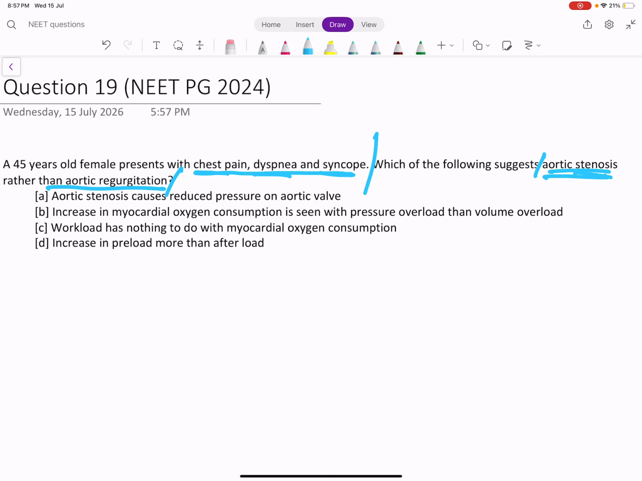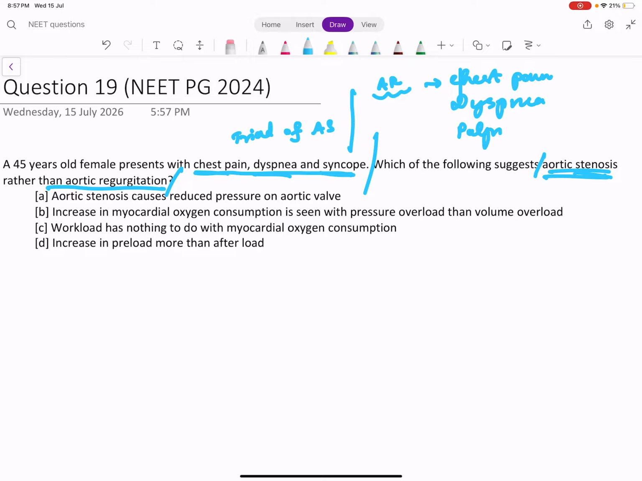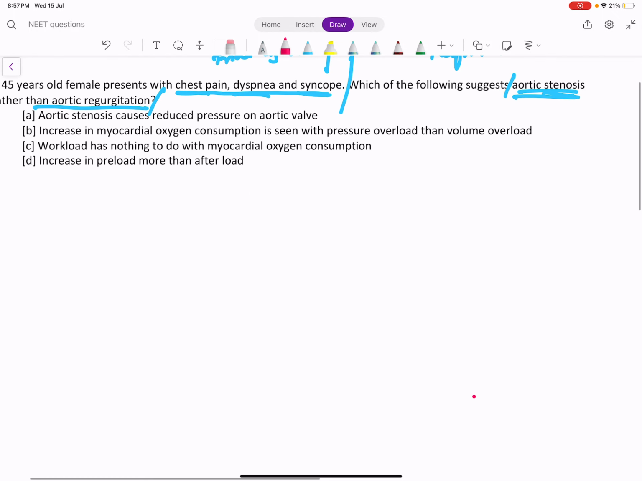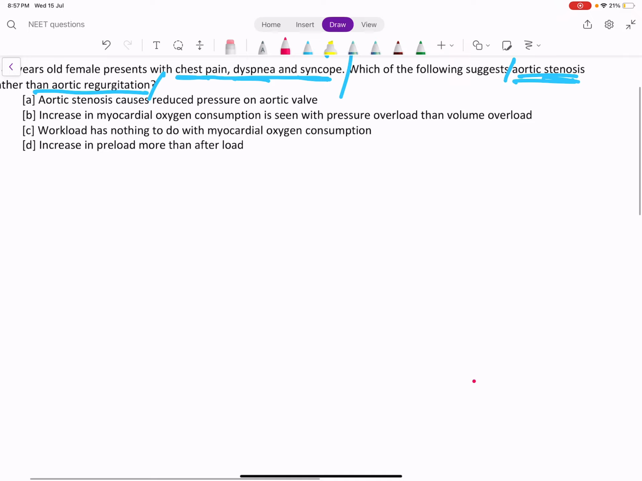Chest pain, dyspnea and syncope, this is the triad of aortic stenosis. And we also have a triad of aortic regurgitation, which is chest pain, dyspnea and palpitation. Syncope occurs in aortic stenosis, palpitation occurs in aortic regurgitation. So we'll just discuss the pathology.